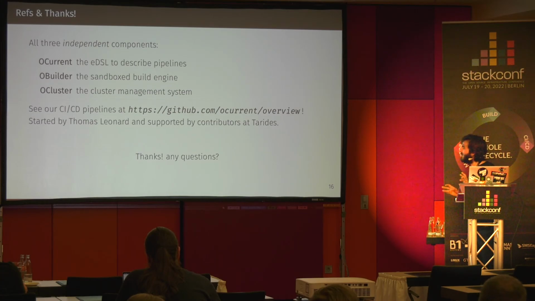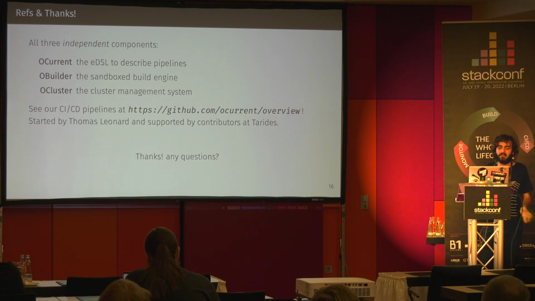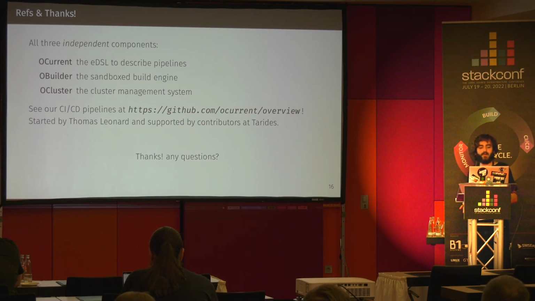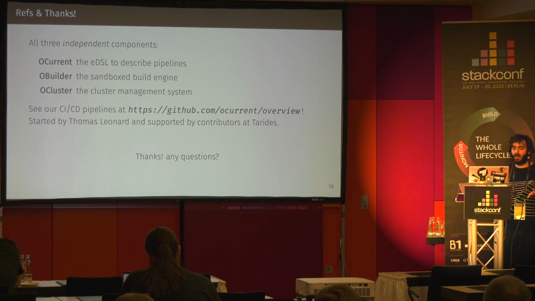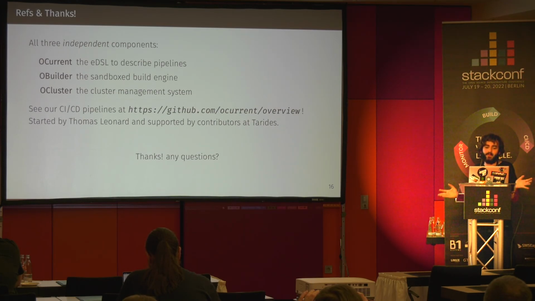So we have these three independent components: OCurrent, the DSL we use to express these pipelines, in OCaml, which leverages the OCaml ecosystem. Then OBuilder, this lightweight Docker run that we have deployed on Linux, on Windows, and on macOS. And then OCluster, which receives jobs and dispatches them to the appropriate physical worker machine and sends back all the information to the client.